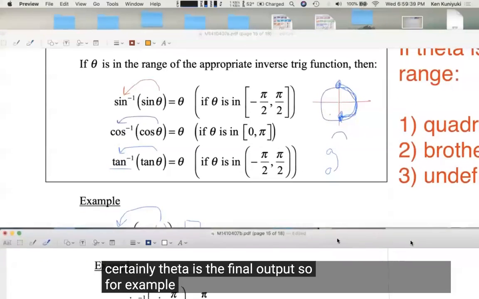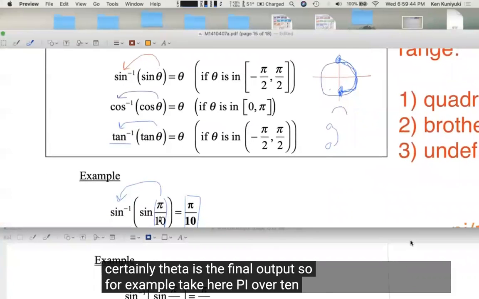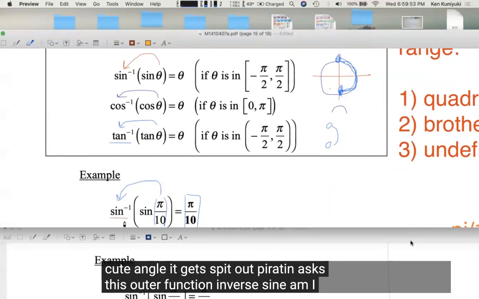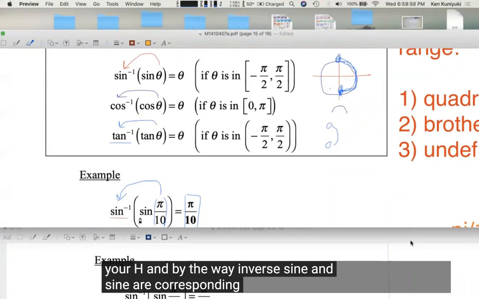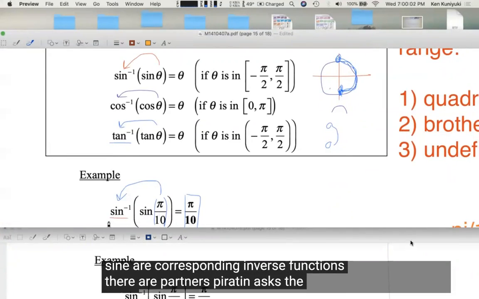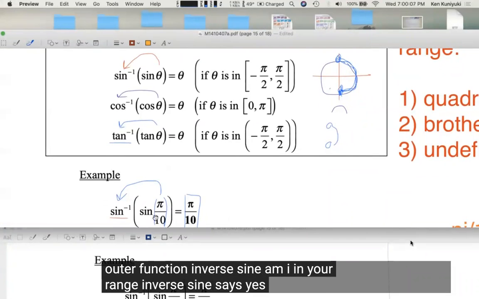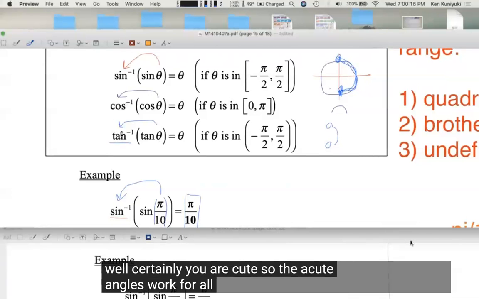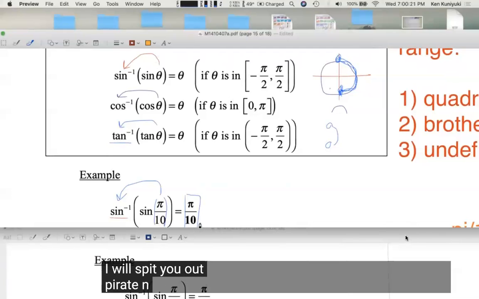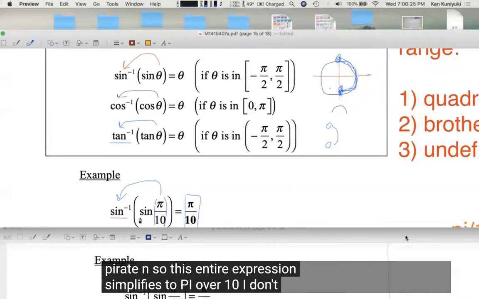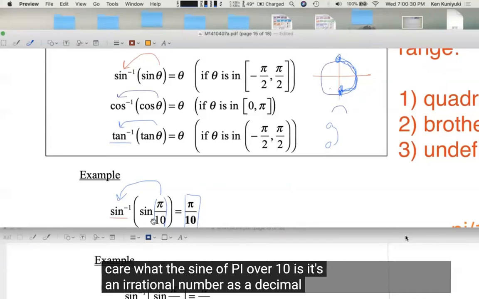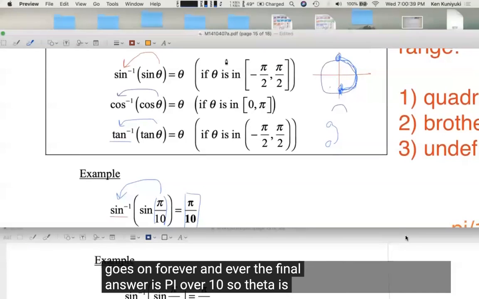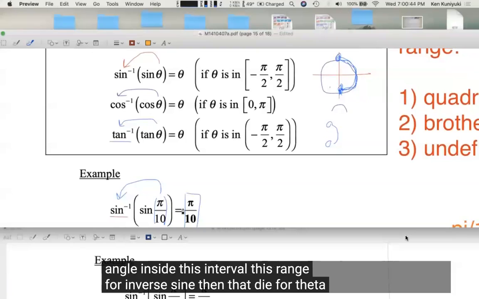So for example, take here pi over 10. Pi over 10 is an acute angle, it gets spit out. Pi over 10 asks this outer function, inverse sine, am I in your range? And by the way, inverse sine and sine are corresponding inverse functions, they're partners. Inverse sine says, yes, you're between negative pi over 2 and pi over 2. Well, certainly you're acute. So the acute angles work for all three of these cases. I will spit you out, pi over 10. So this entire expression simplifies to pi over 10. I don't even care what the size of pi over 10 is. It's an irrational number. As a decimal, it goes on forever and ever. The final answer is pi over 10. So if theta is any angle inside this interval, this range for inverse sine, then that value for theta is the final output.